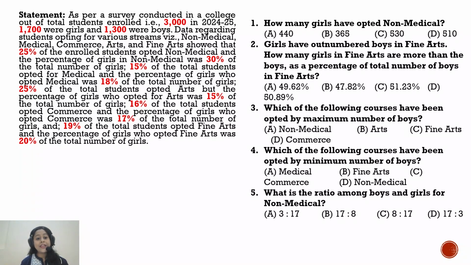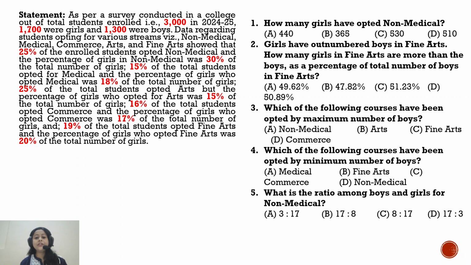So first case, that is caselet 1. So I have the numerical data in this particular case. I have mentioned it in the red color so that it can be easily identifiable. So the first caselet says that it was a survey conducted in a college of student enrollment in different streams, right? So it says that as per a study conducted in a college, out of total students enrolled, that is 3,000 in 2024-25, 1,700 were girls and 1,300 were boys.